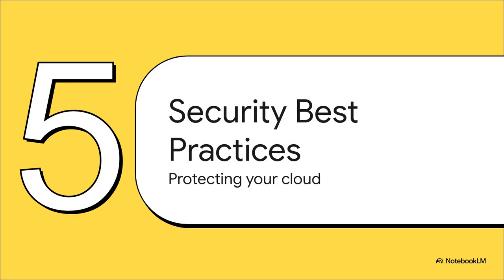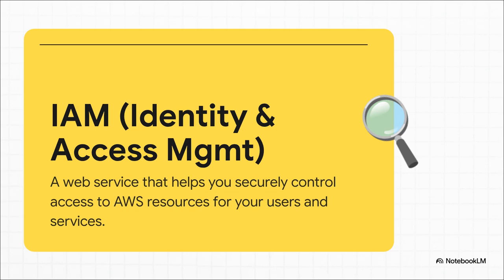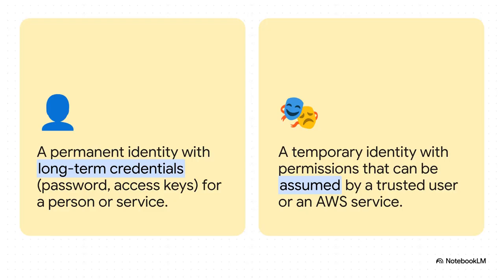Okay, we've built something that's powerful and resilient, but none of that matters if it's not secure. So for our final section, let's talk about the most important piece of the puzzle, security. In AWS, security starts with IAM, Identity and Access Management. This is the heart of AWS security. It's how you control who can do what. You can get incredibly specific, giving users and services the exact permissions they need to do their job, and absolutely nothing more.